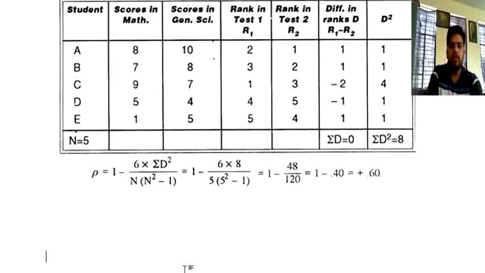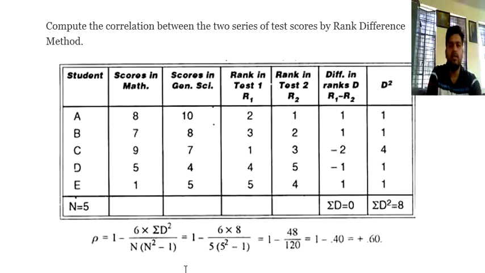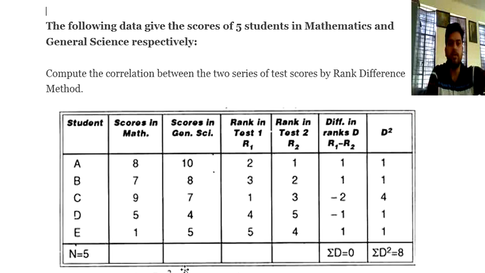So now let's come here, this one, that is compute the correlation between two series. That is the first one. Here there are 5 students, A, B, C, D, E. Scores in maths are given, and scores in general science are also given. So this is the question that we have. The following data gives the scores of 5 students in mathematics and general science respectively. Now we have to find the correlation of the two series of tests.